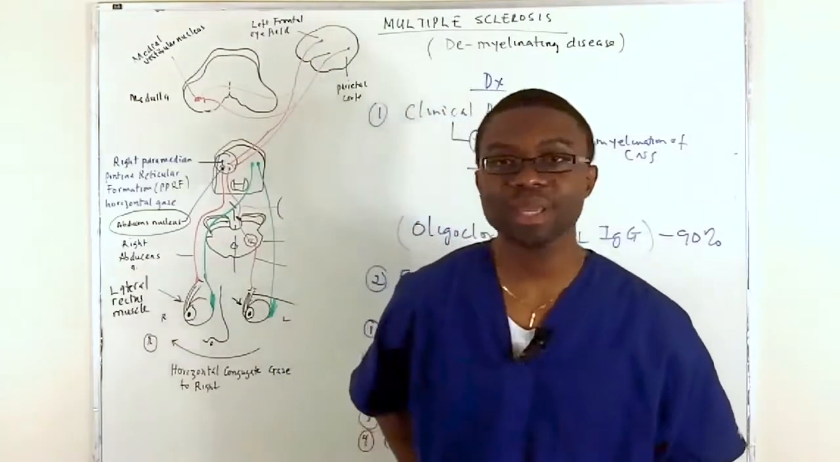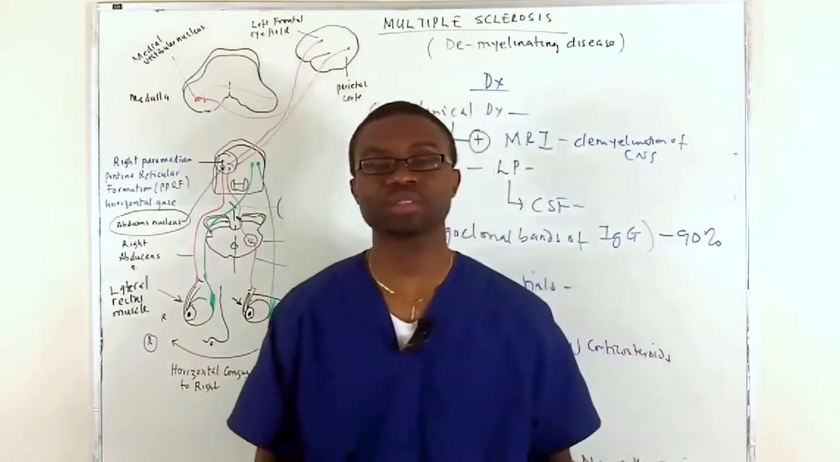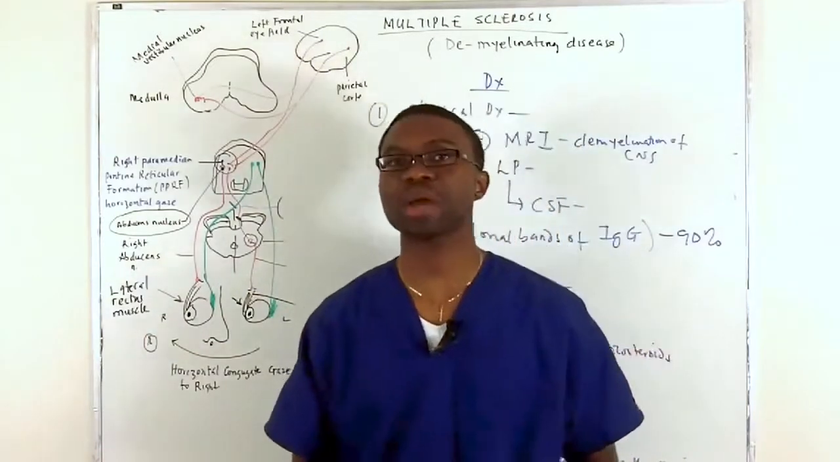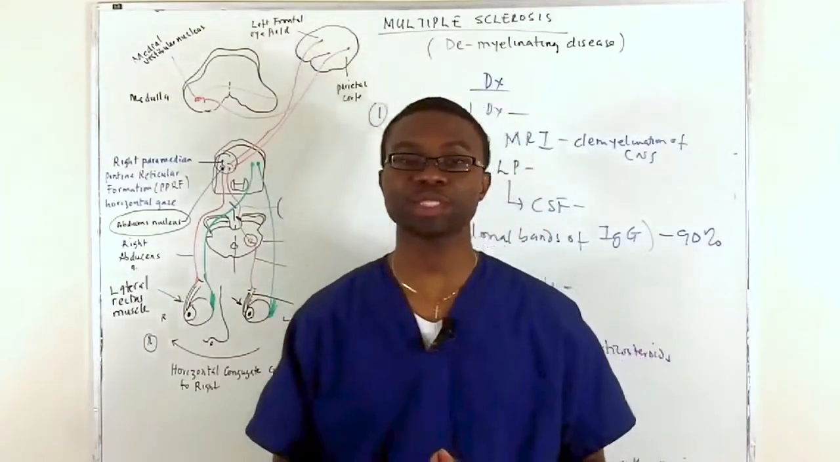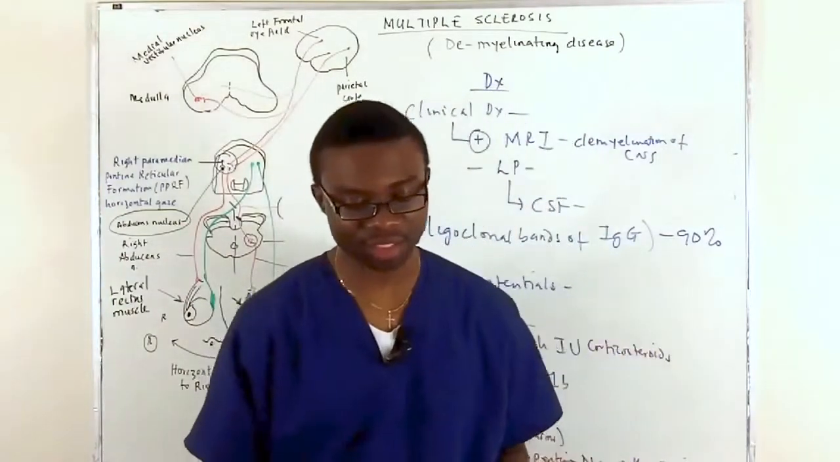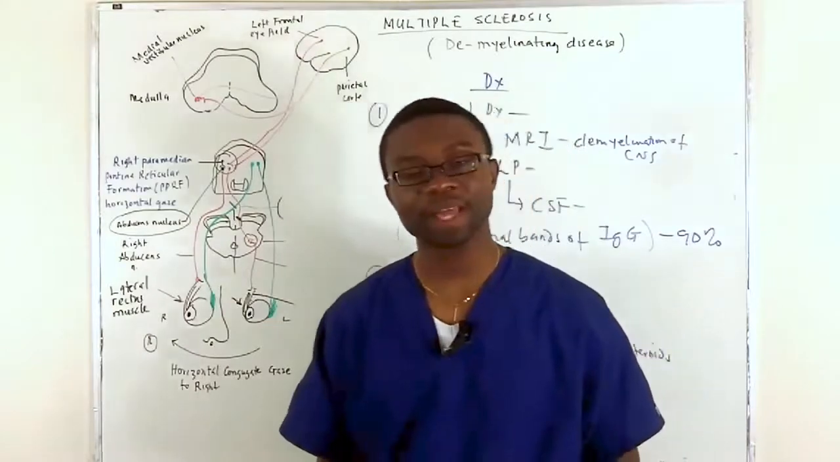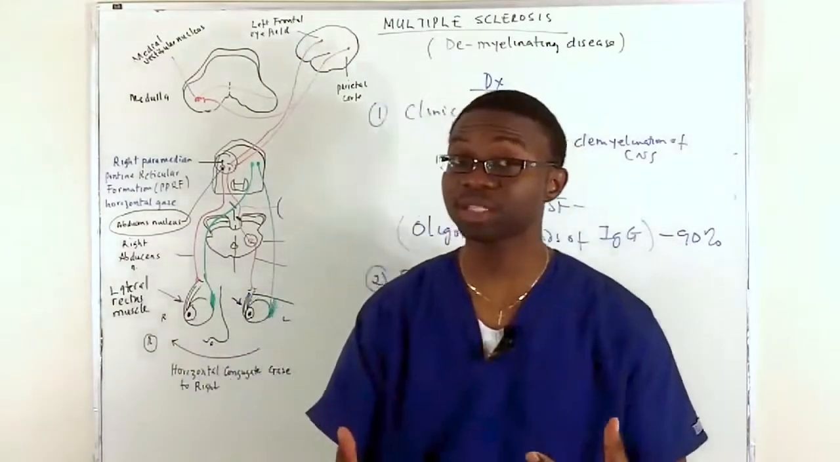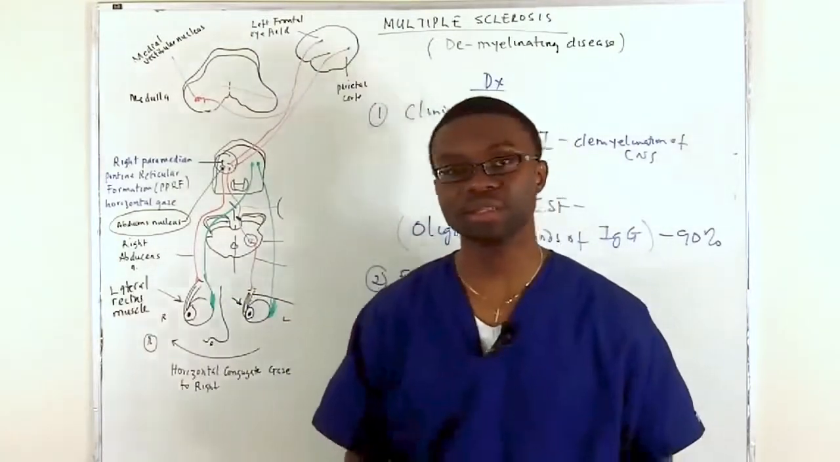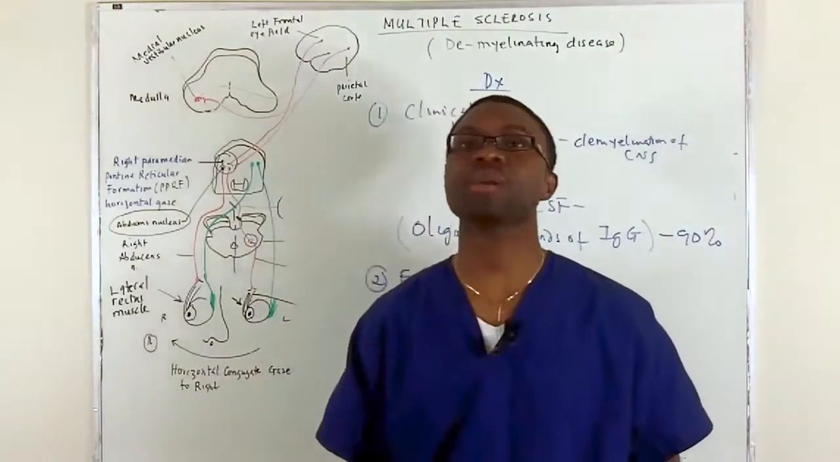And then you want to do an LP to check for the oligoclonal bands of immunoglobulin G, which is often found inside the cerebrospinal fluid. You can check for evoked potentials to look for demyelinating disease causing decreased firing of the action conduction system within the brain. And then if they're having an acute exacerbation, which usually happens in patients that have relapsing and remitting, you want to start them on steroids right away.